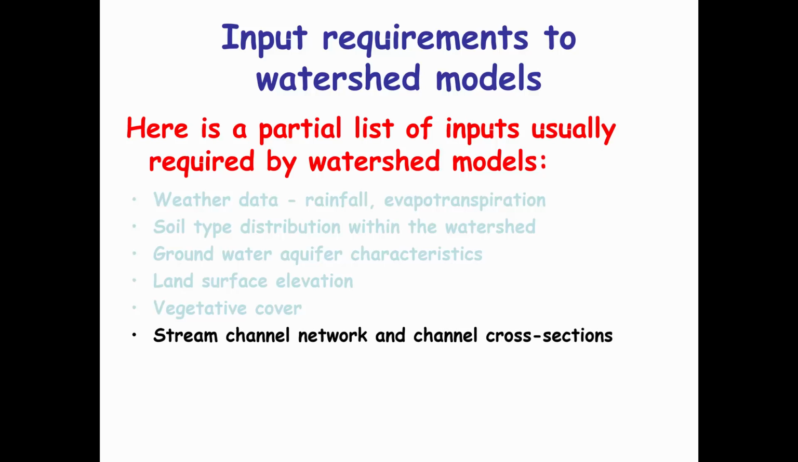Stream channel network and channel cross sections. Well, certainly stream channel network information is more readily available now that we have LiDAR data for the entire state of Minnesota. Channel cross sections can also be derived from that LiDAR. In many cases, the channel cross sections are derived by going to the field and using survey equipment. But in areas where the vegetation cover is not heavy, it's possible to use LiDAR to come up with stream channel cross sections.